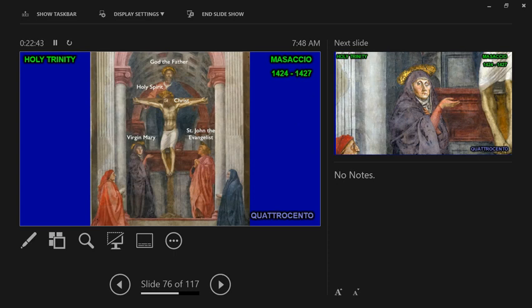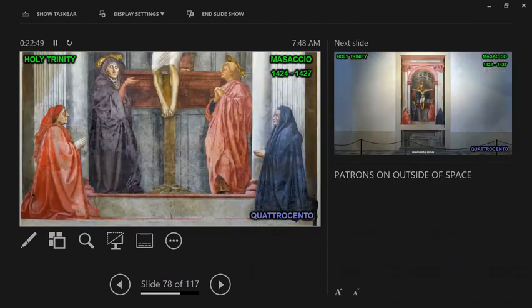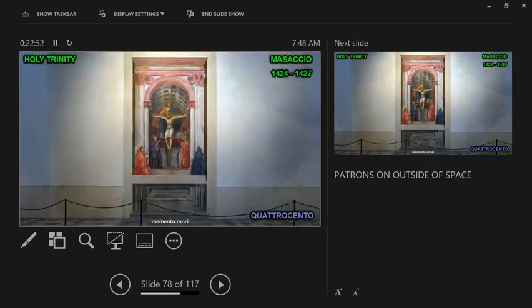On the left is Mary, on the right is St. John. We have a close-up of Mary, and then we have the donors or the patrons on the outside of the space. All right, we're going to take a look at this memento mori down below.